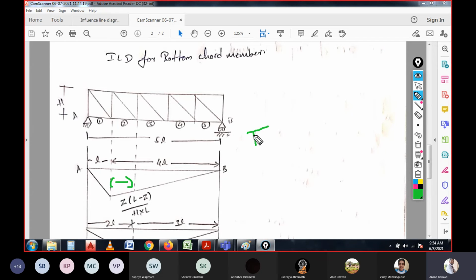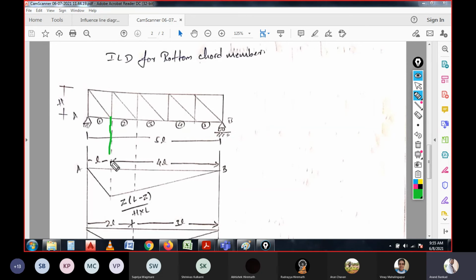when the load is moving in this direction with a certain intensity. These members will be in tension, because this will try to bend in this manner, and the tension forces will be considered with the negative sign, and the positive sign will be the compression sign. Right? That is the sign convention we are already following. So on that basis we are considering the section.